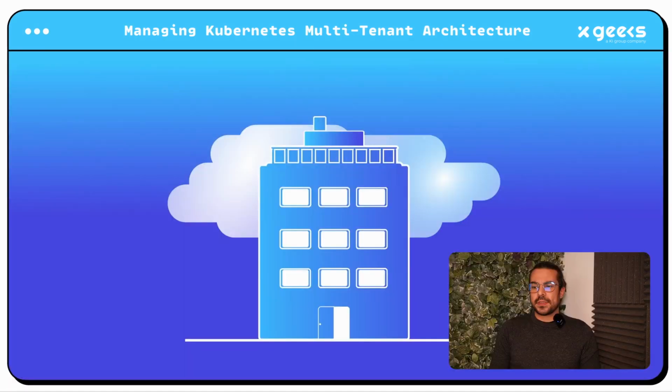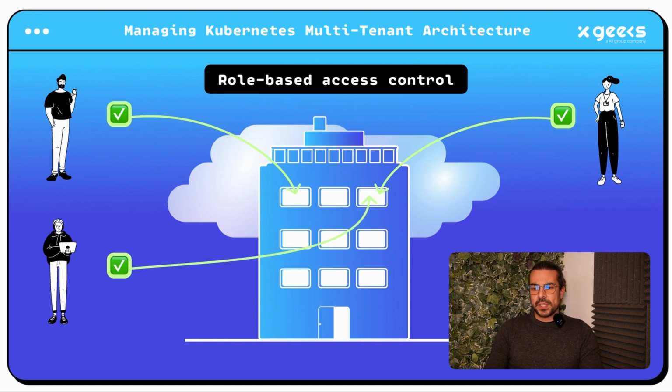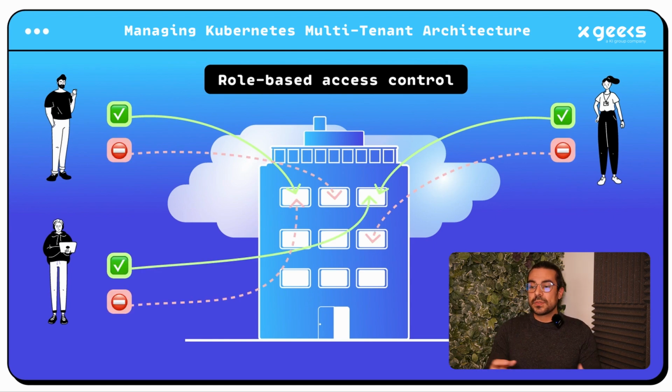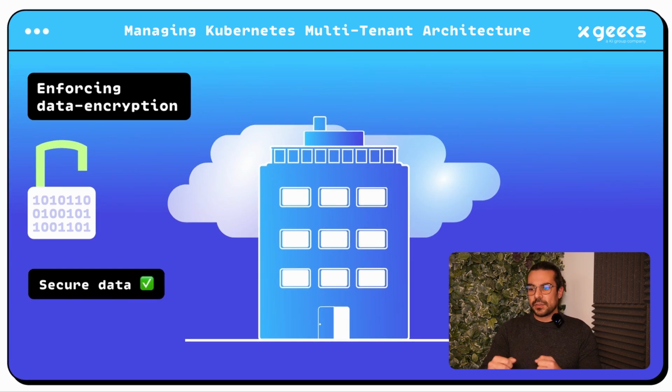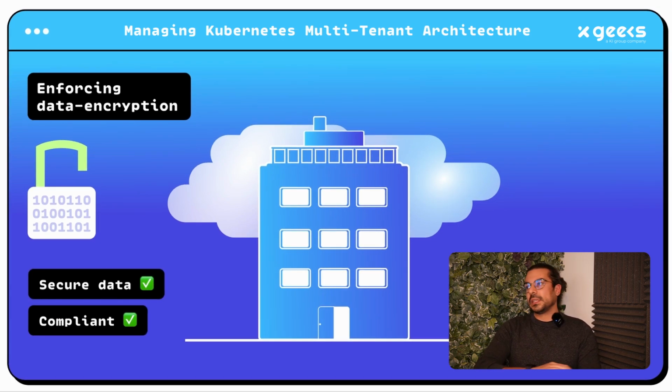Kubernetes addresses this with role-based access control, which governs what actions users can perform within their assigned namespaces. Think of it as giving apartment residents keys to their own units, but not to the entire building. We don't want tenants to mess up our clusters, right? Additionally, enforcing data encryption and making sure that your company's standards and policies are in place ensures that tenant data remains very secure and operations comply with all the legal requirements that your company might have.